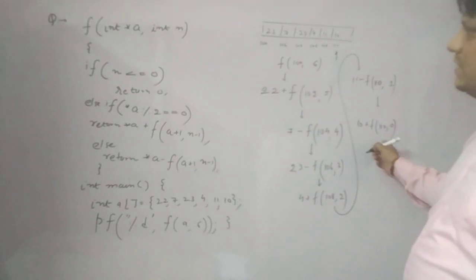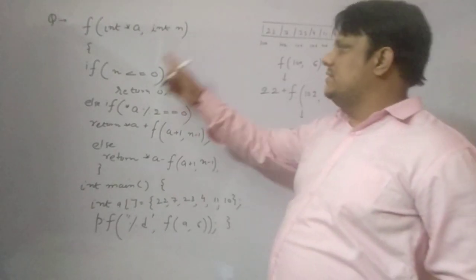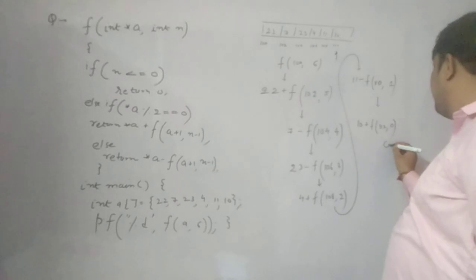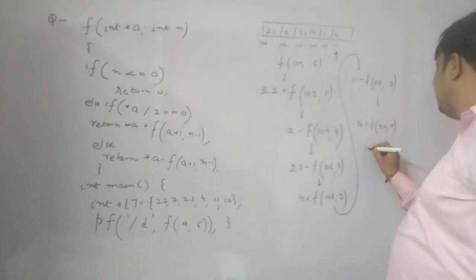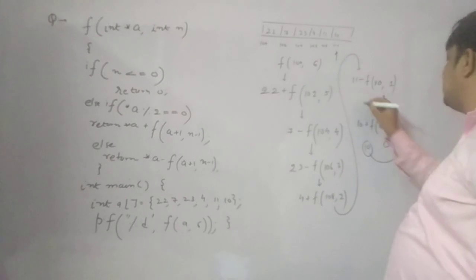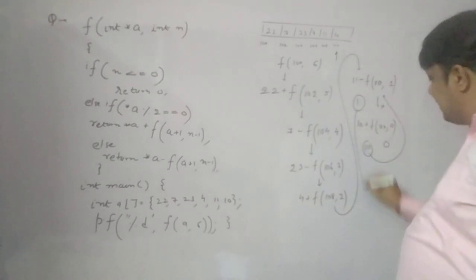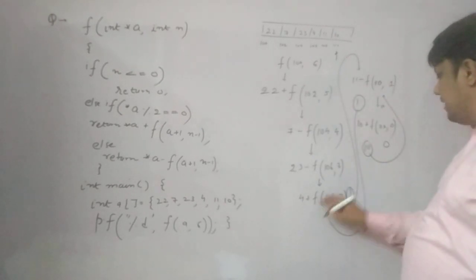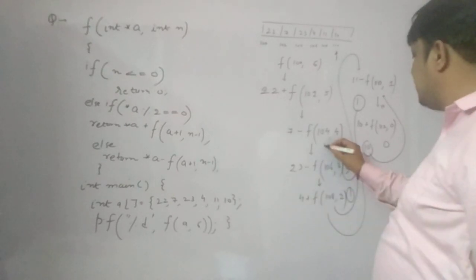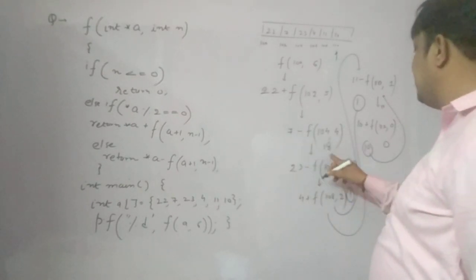Now when you evaluate this f(112, 0), the value of n is 0, n less than or equal to 0, your condition is true, so it returns 0. So 10 plus 0 is 10. So 10 gets returned here. 11 minus 10 is 1. 1 gets returned here. 4 plus 1 is 5. 5 comes here. 23 minus 5 is 18.